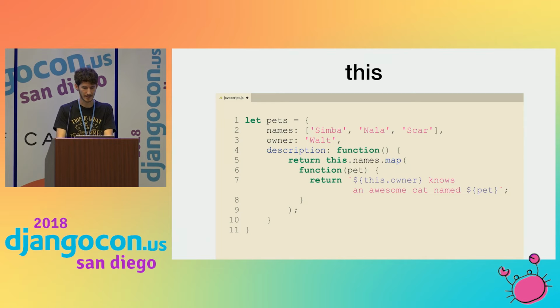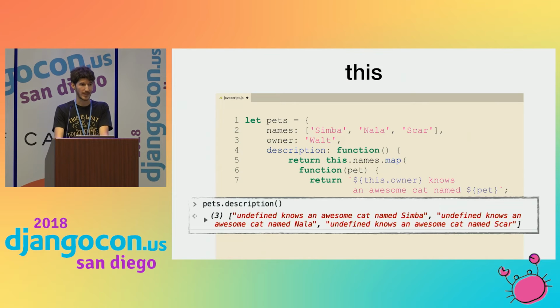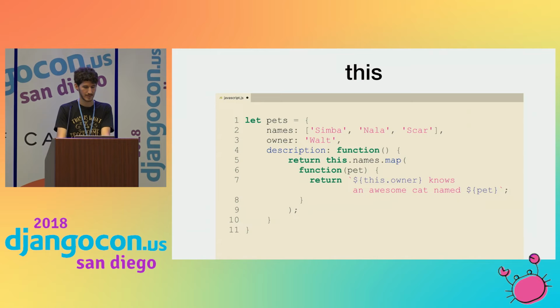So for example, what do you think the description method will output here? Any guesses? It should return the owner, so that's Walt, knows an awesome cat named Pat, and it should do this for every name in the list. So it should be a list of these descriptions, the first one being Walt knows an awesome pet named Simba. Now is that what we get? No, we get undefined, because of the reason I explained. This, in this example, is bound to the global object, so it doesn't know of an attribute called owner.